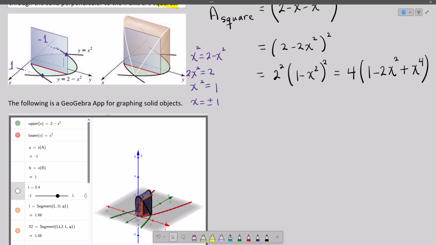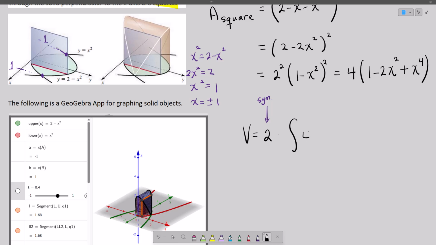We could integrate from negative 1 to 0 and double it. Or we can just integrate straight across, negative 1 to 1. It's not going to matter. Using symmetry is a good strategy, so let's go ahead and do it. So volume is going to be 2 multiplied by, and I'm going to put a little note that that's because of symmetry. And then we are going to integrate the cross-sectional area right there.